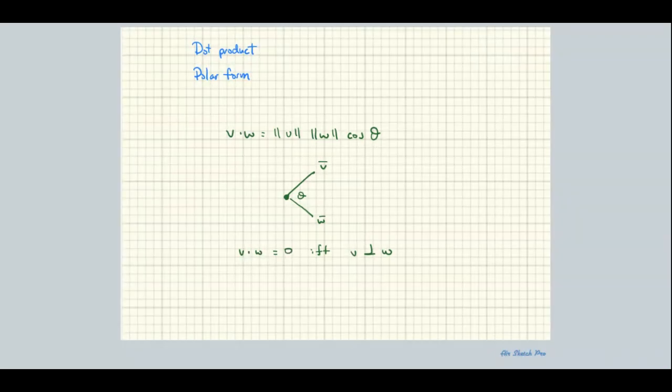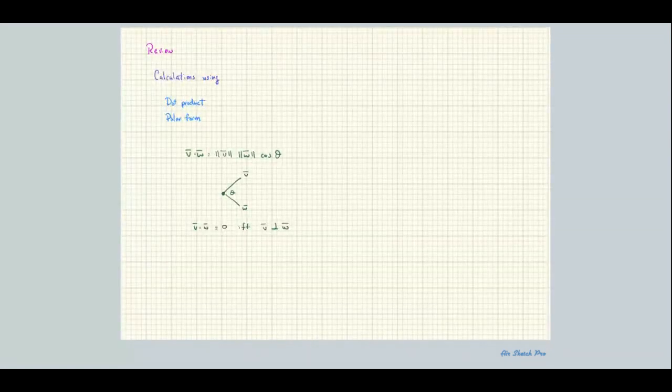Now, by rights, I should be putting little bars on top of my v's and w's, so I know these are vectors, not just numbers. But nobody does that unless they have to. Because this is going to show up in your notes, I'm going to put the bars on top, but I wouldn't normally write them in practice because it's too annoying. Let's do one quick calculation with the dot product, just to make sure that you have it.